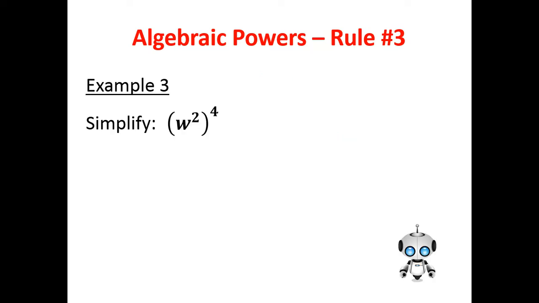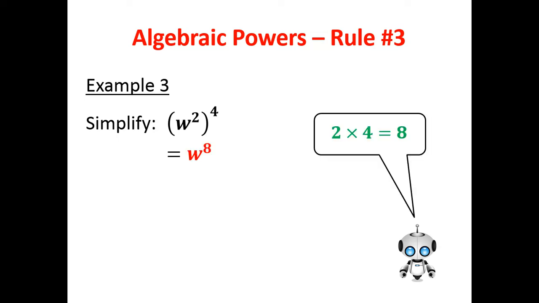So, example 3. Simplify w squared all raised to the power of 4. Well, let's use this new rule and multiply the two powers. 2 times 4 is 8, so we're going to get w to the power of 8. Remember, we can only use this rule by multiplying powers when we see brackets.